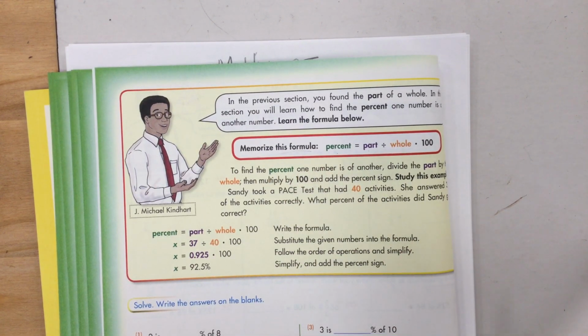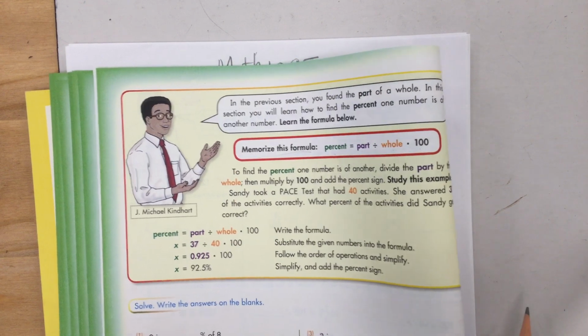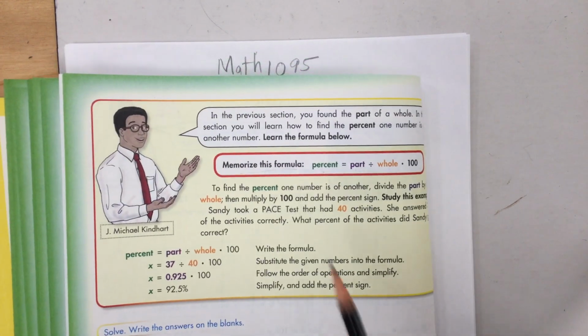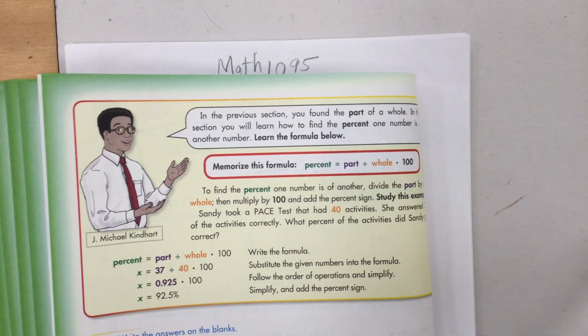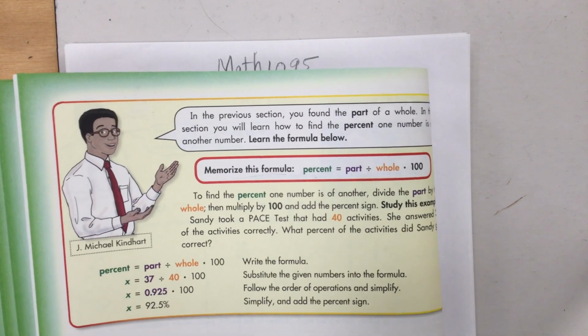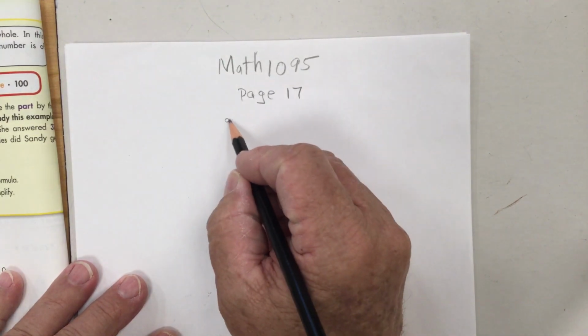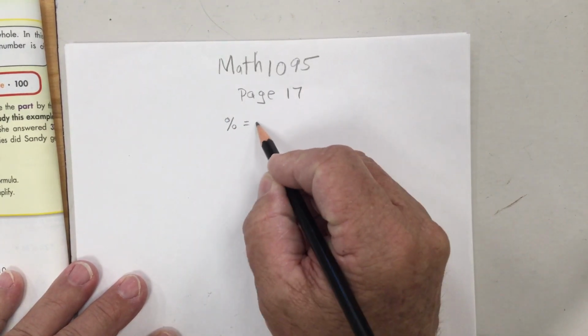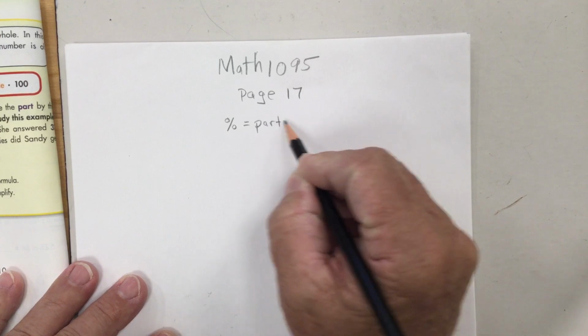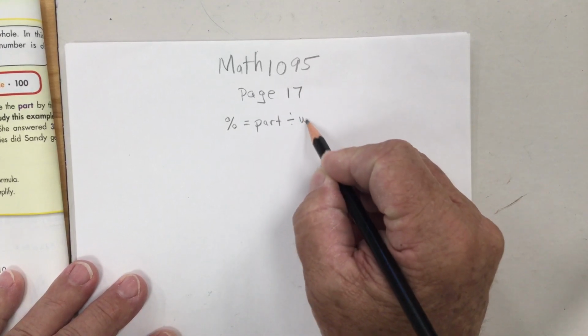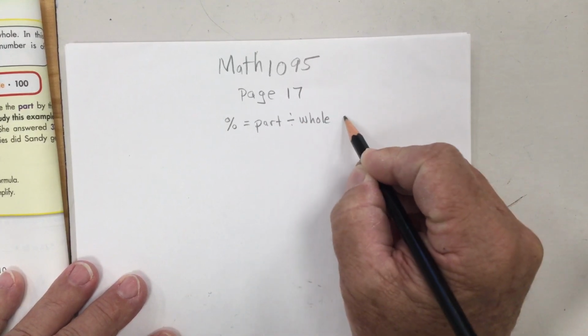You can memorize it. Let me give you another formula which will help on this and the subsequent chapters. So it says that the percent is equal to the part divided by the whole times 100.